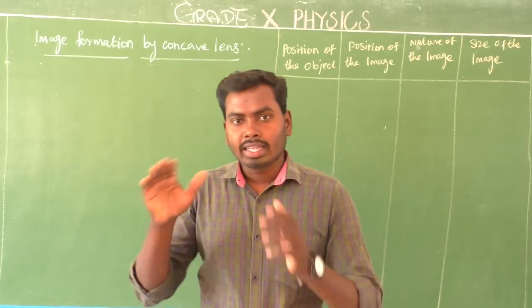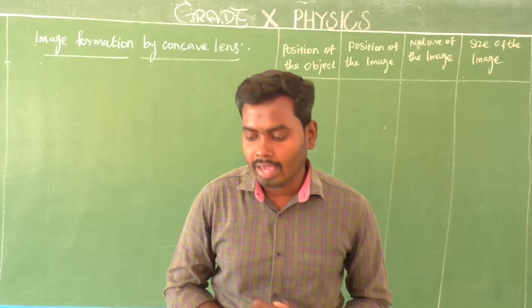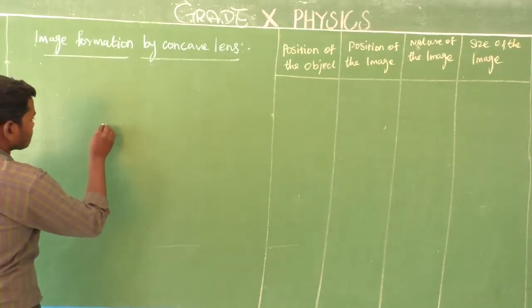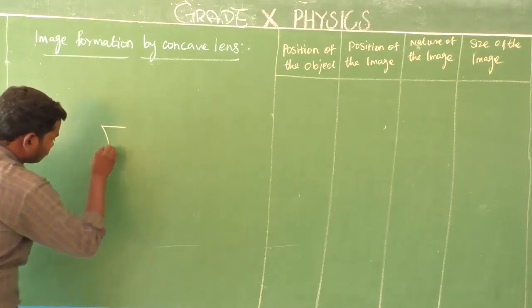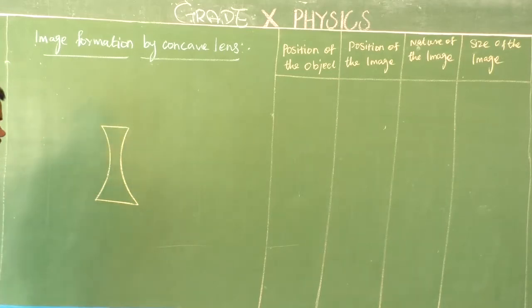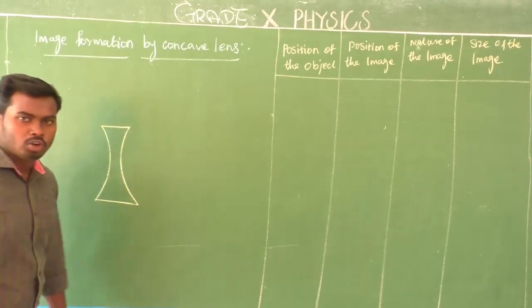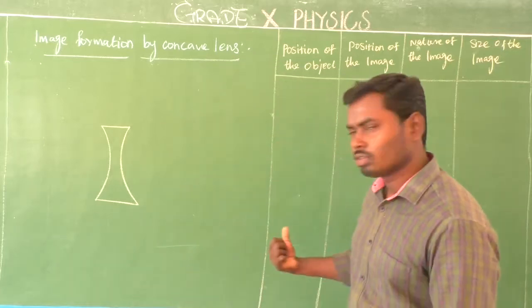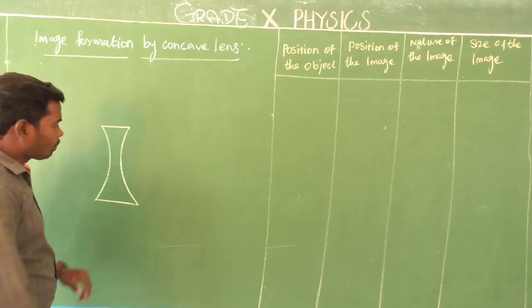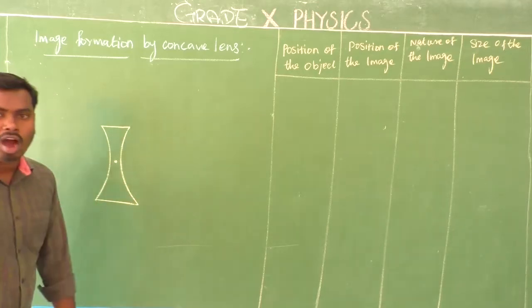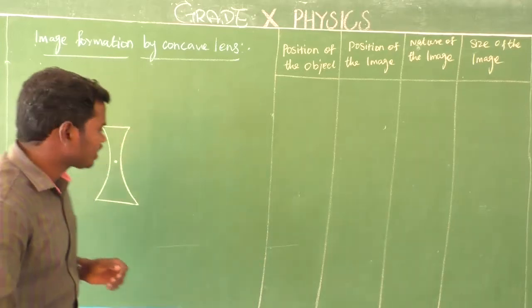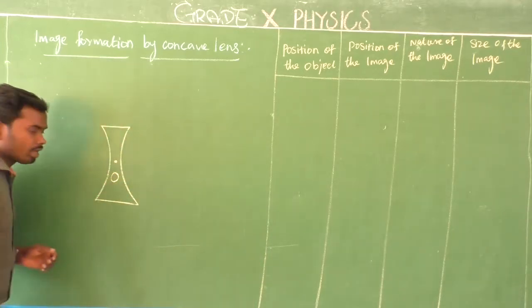So now I am going to draw the concave lens. You look at here. Consider a concave lens. So this is a beautiful concave lens. Am I right? Look at here. So the center point of a concave lens, not only concave, the center point of a spherical lens, that is known as optical center. Optical center is denoted by capital O. Is it clear?